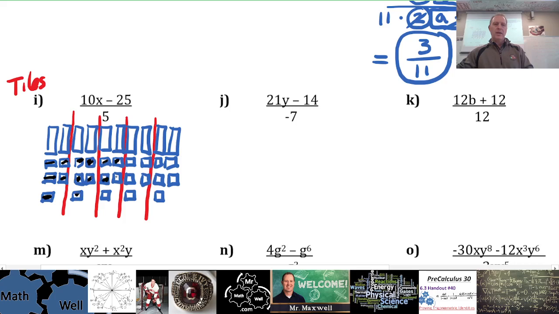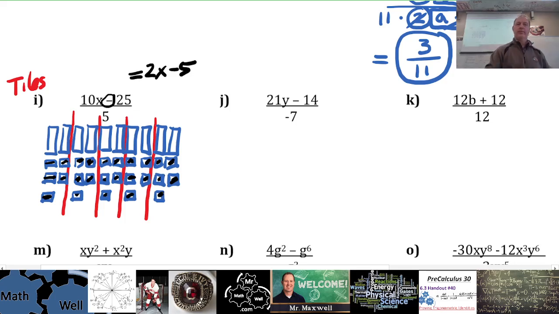And the answer then would be, 2x is in each one, and we have negative 5 also in each group. So we've got 2x minus 5. Yeah, so this minus, you've got to color those ones in as well. Right on. Okay, everybody see that? Everybody get that? Any questions there?